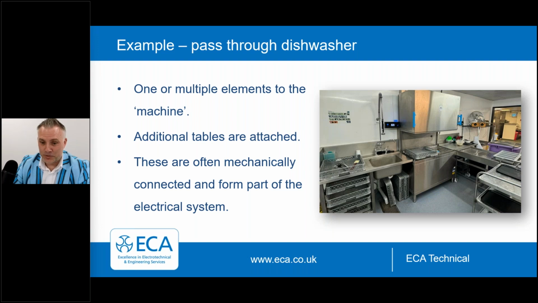So it's really important when you get items like pass-through dishwashers and other kitchen equipment, which has accessories such as preparation tables and sinks, that they are mechanically connected, and you look at the manufacturer's requirements for that. So this is a bit of a spanner in the works. Where we said things don't necessarily need bonding, you need to ensure that when these are exposed conductive parts, they are connected to the CPC.